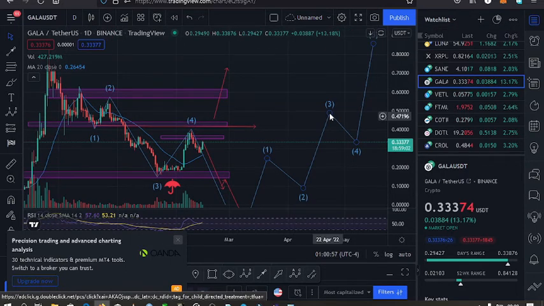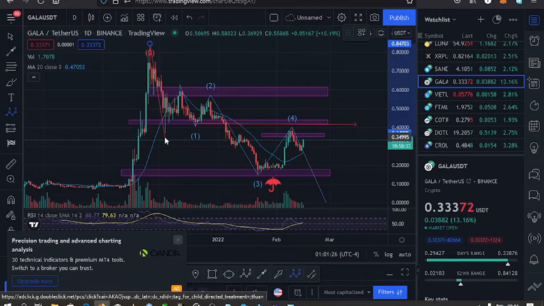Also basing it on the fact that over here we still have an ABC correction that is over here from this high that we made over there. The all-time high went down in a wave A, then a wave B, then a wave C, which took us to this low that we made on the $0.16 mark, touching some of the key target zones for an ABC correction.